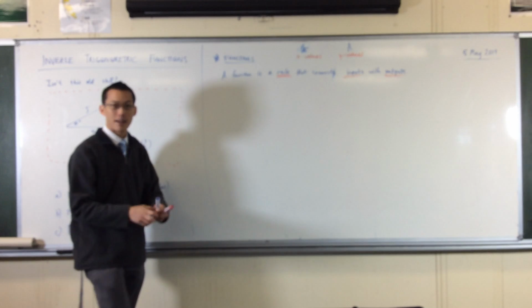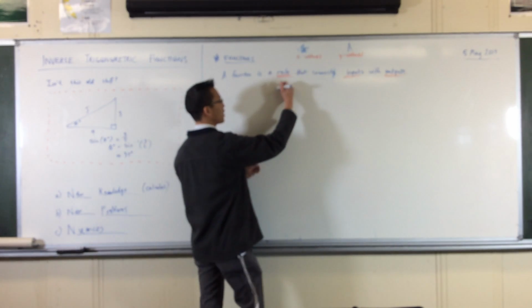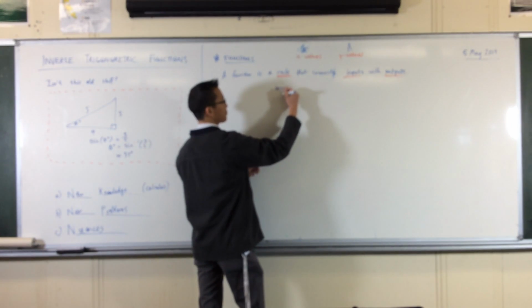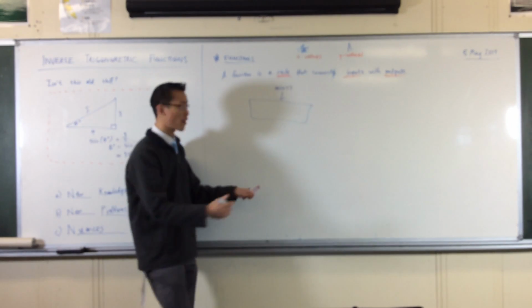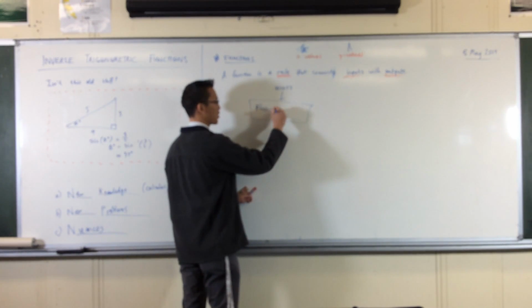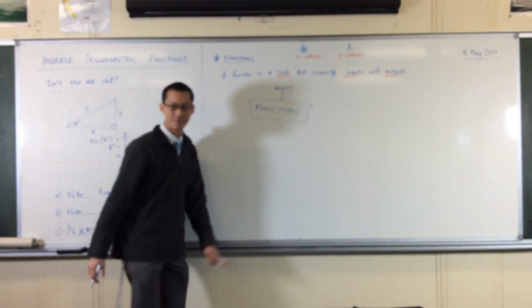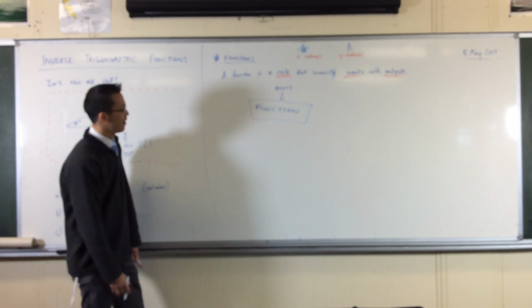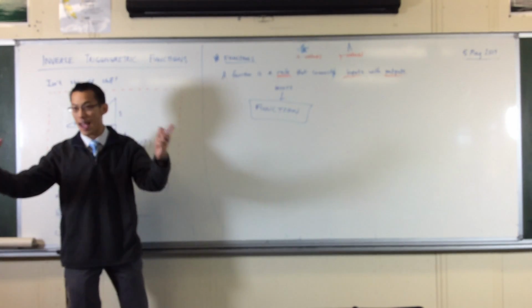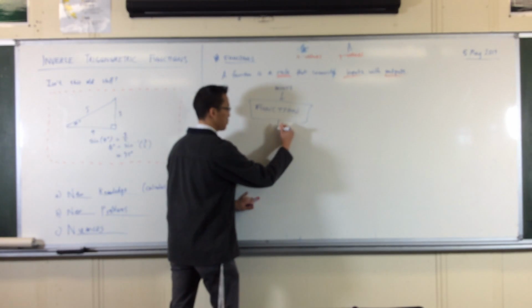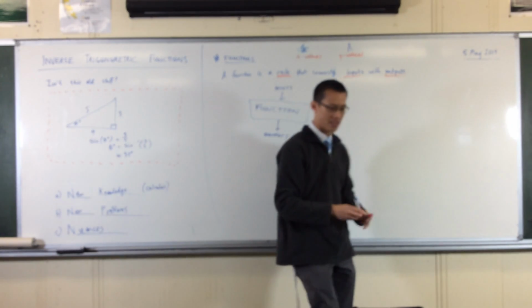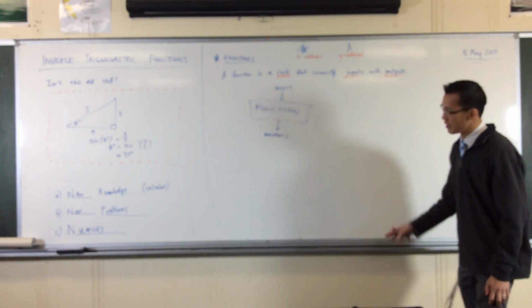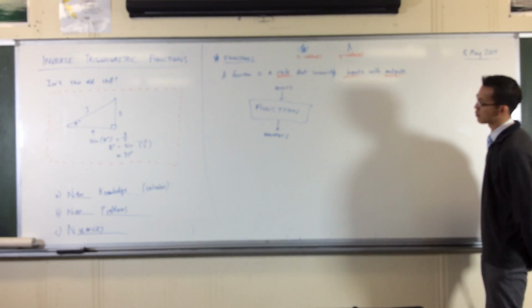Now, let me draw a diagram for you to represent this. You've got inputs, and you stick them into this box, and the box is the function. The function does stuff to it. That's the rule, and it can do a whole variety of things, and then out come the outputs. Does that make sense? Now, let's think of some really quick examples.